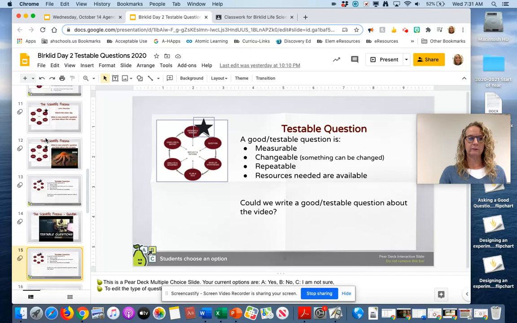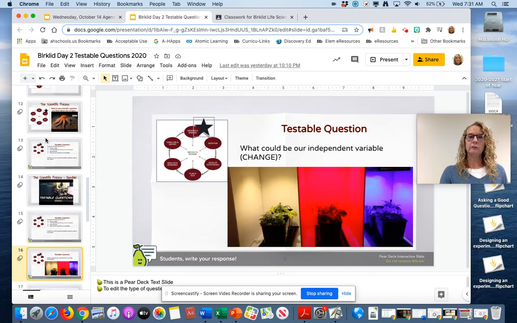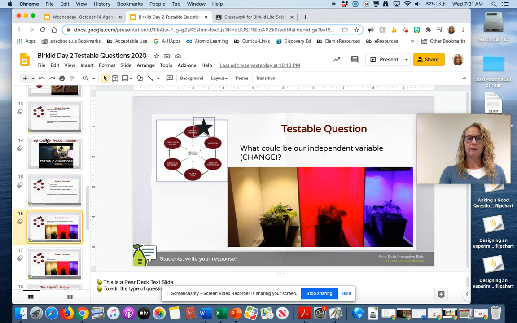So we're going to practice this. I'm going to ask you to think about, in this experiment, what would be an independent variable? What are they changing in this experiment? In that experiment, what they're changing would be the color of the light to see how that affects plant growth. So they're changing the color of the light. And then what would we measure?